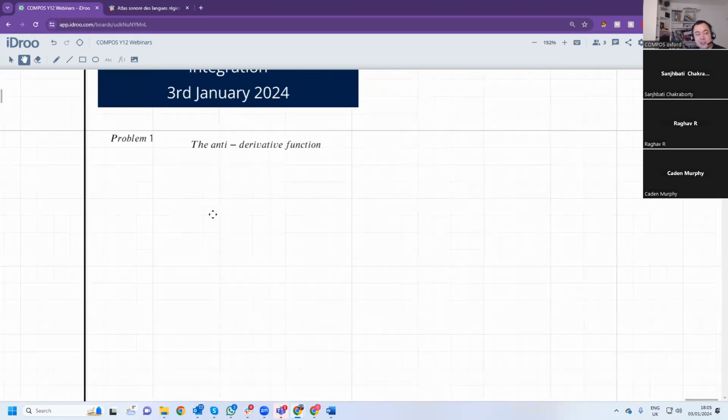So we start with the antiderivative function. So you should see my screen. If not, let me know. You should see my screen. So the antiderivative function, the integration, is the opposite of differentiation.